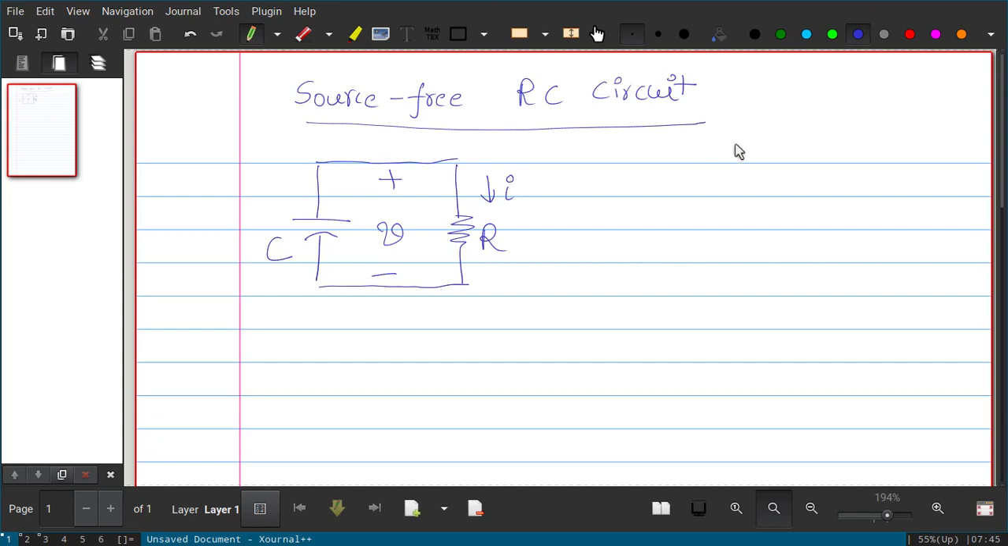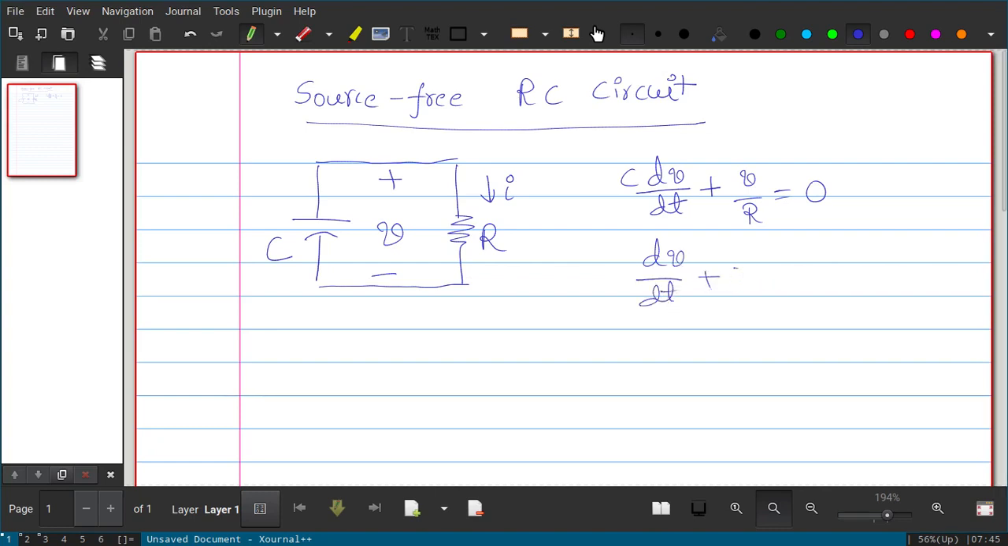If you write KCL at the upper node, the sum of currents leaving equals 0. The first one is the current passing through the capacitor, that will be C dV by dt, plus another current passing through the resistor, that will be V by R, equal to 0. Now if you divide by C, dV by dt plus V by RC equals 0.